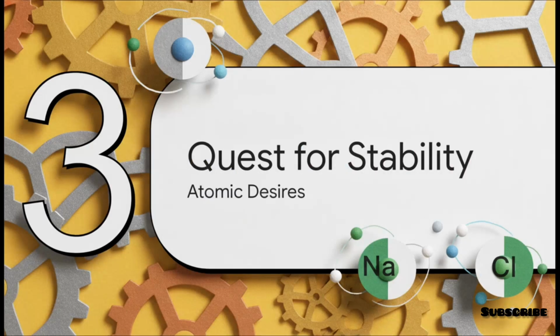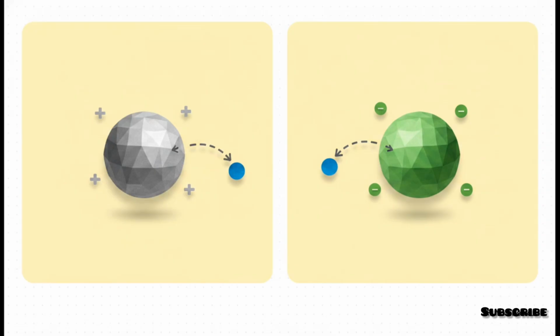Which brings us to section three, the quest for stability, atomic desires. Now you might be sitting there asking, why do metals and nonmetals even bother reacting in the first place? To answer that, we have to zoom way, way down into the microscopic world of atomic desires. See, everything in chemistry happens because atoms desperately want stability. It's their ultimate goal. And an atom reaches that ultimate stability when its outermost shell of electrons is completely full.